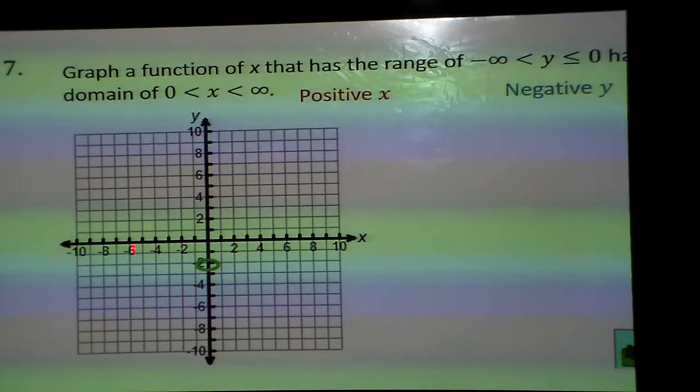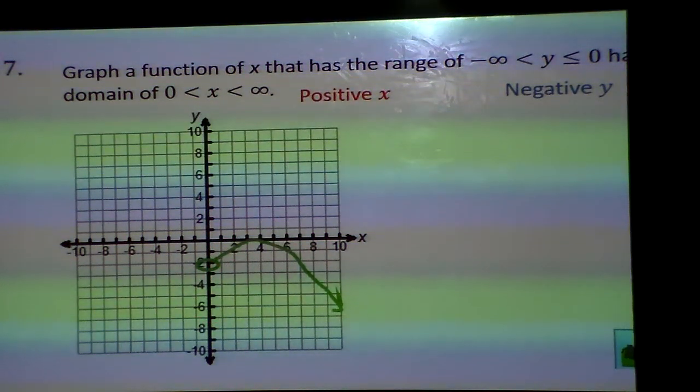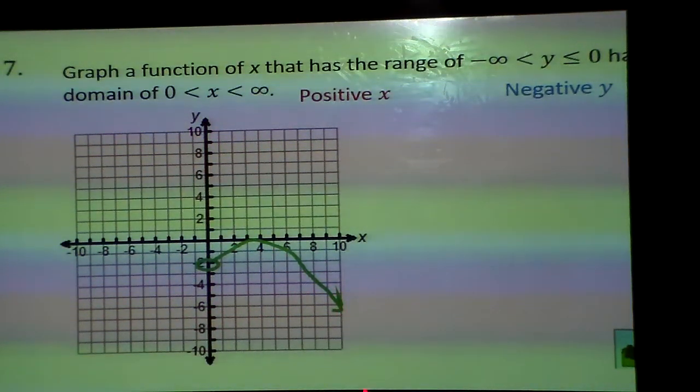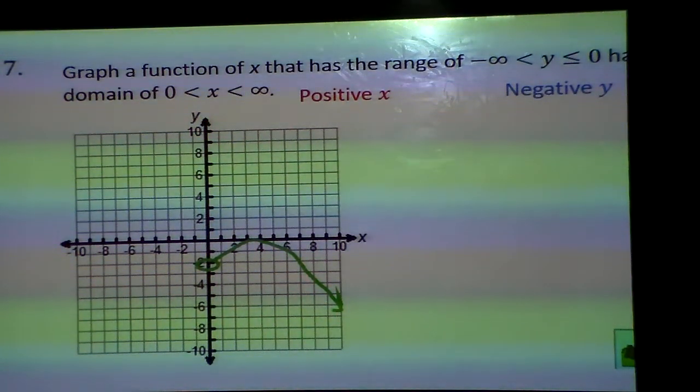So I'm going to make a circle on the x because x is not part of the answer. I can make it anywhere on here, and I'm going to draw a line up where it touches this, and then it goes on forever down and up. So that's one example of one that would work for domain and range.